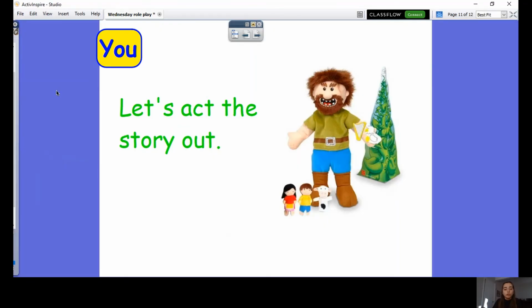So now it is your turn to act out the story. So using whatever you can find around your house. If you don't have anything, you can always make stuff out of paper if you want, and then you are going to act out the story from the beginning all the way to the end. And make sure you record a video and upload it onto Seesaw for your teacher to see.